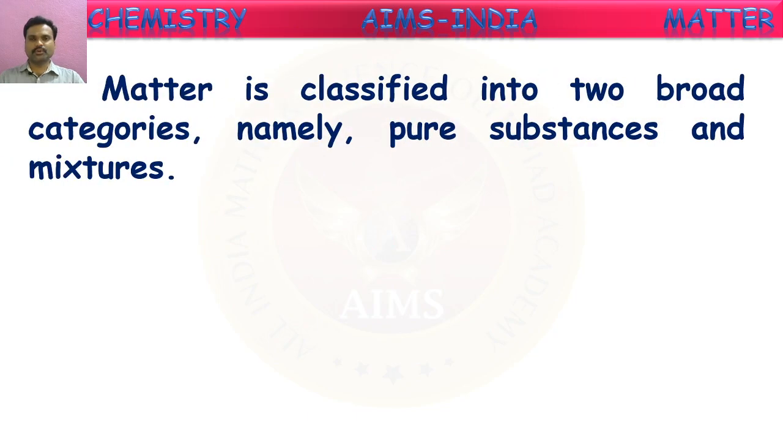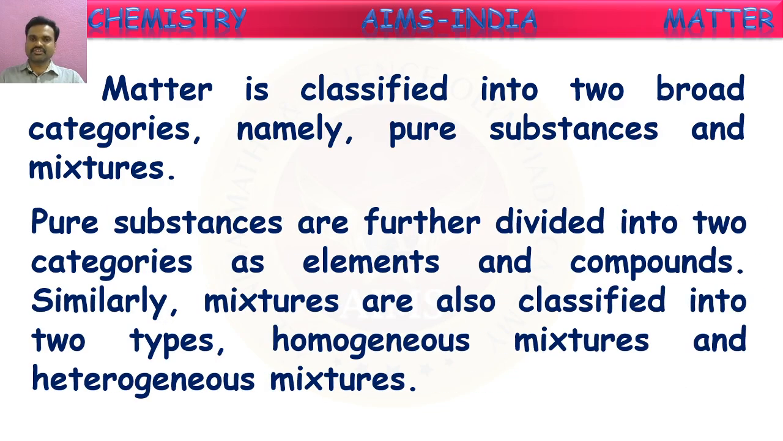Matter is classified into two broad categories, namely pure substances and mixtures. Coming to chemical classification, matter is broadly classified into two types: pure substances and impure substances or mixtures. Pure substances are further divided into two categories: elements and compounds. Similarly, mixtures or impure substances are also classified into two types: homogeneous mixtures and heterogeneous mixtures.